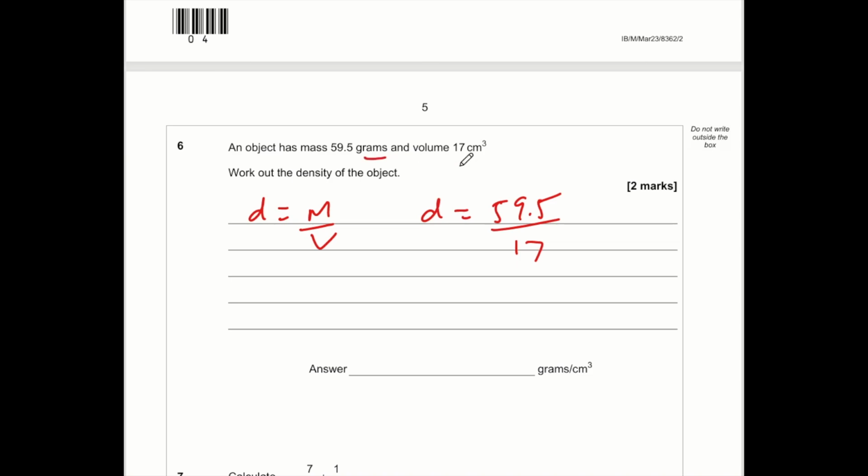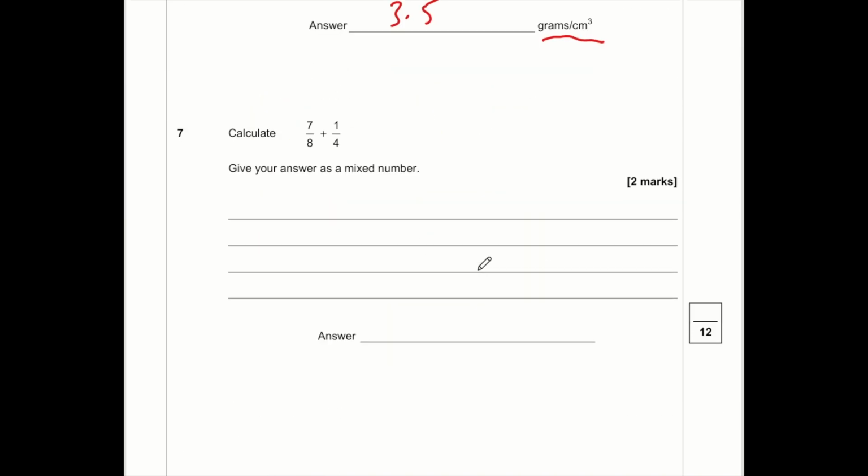If this is grams and this is cubic centimetres, then the density will be grams per cubic centimetre, and that is the unit we're using here, so we don't need to fiddle around with any units here. Just type that into the calculator, 59.5 divided by 17, the answer is 3.5 grams per cubic centimetre.